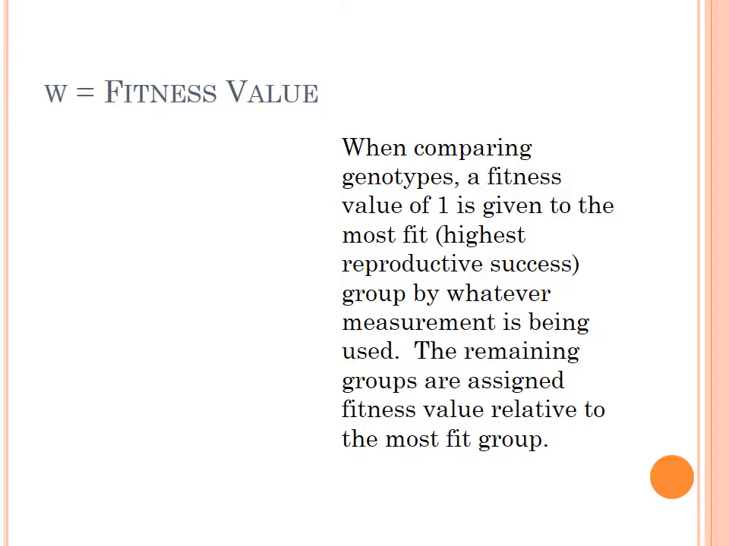Which brings us to a whole new set of mathematical equations. Don't worry, though. These are way easier than the last ones. W is what's known as the fitness value. It's a relative fitness value. So that means when you're comparing the fitness of different genotypes, big A, little a, big A, big A, little a, the one that has the highest fitness for whatever you're measuring is given a value of 1. And all of the others are set to that as a standard.